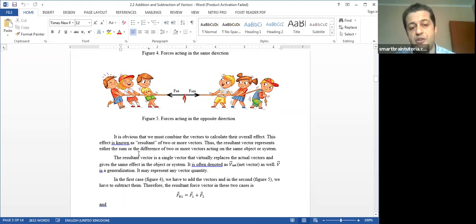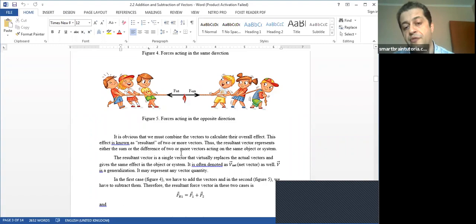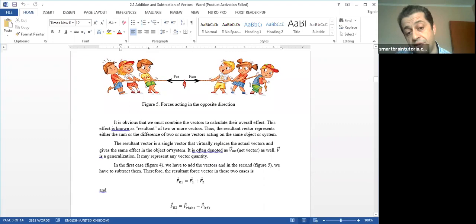This effect is known as a resultant of two or more vectors, or net vector, net force, let's say. Thus, the resultant vector represents either the sum or the difference of two or more vectors acting on the same object or system. The resultant vector is a single vector that virtually replaces the actual vectors. So if we replace both vectors with a single one, which has the magnitude of the sum of the two vectors, or the difference, as the case may be, we are saying that we have obtained a resultant vector.